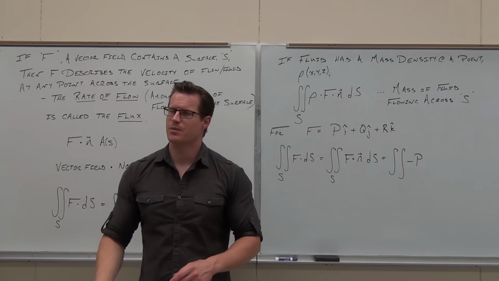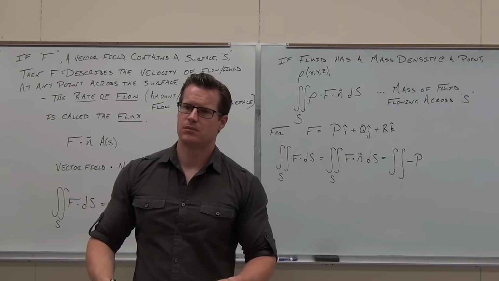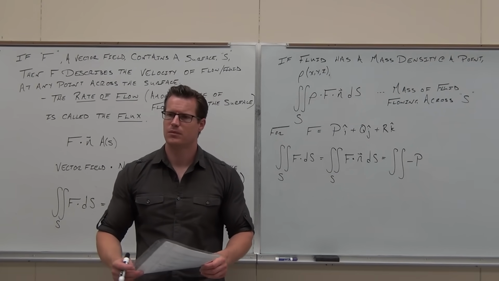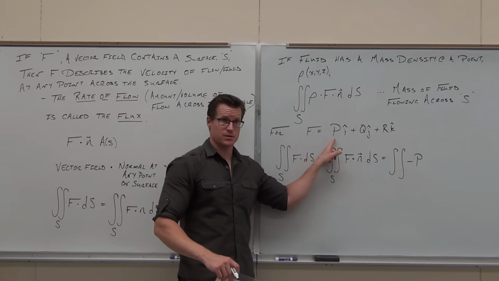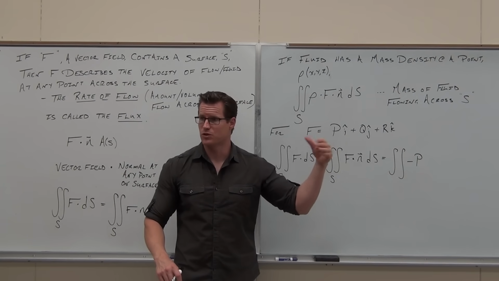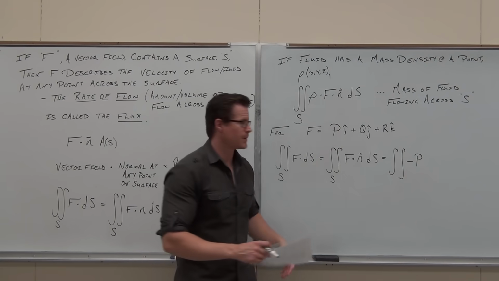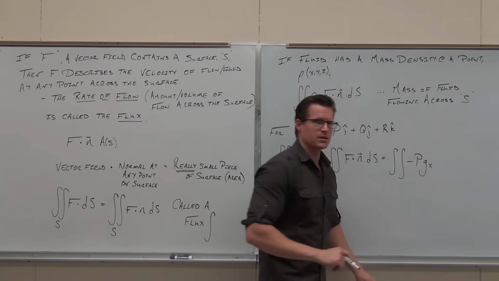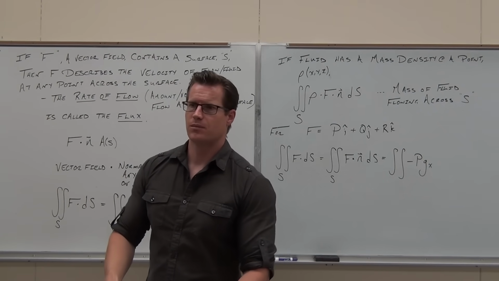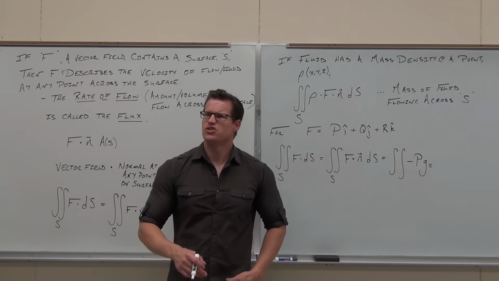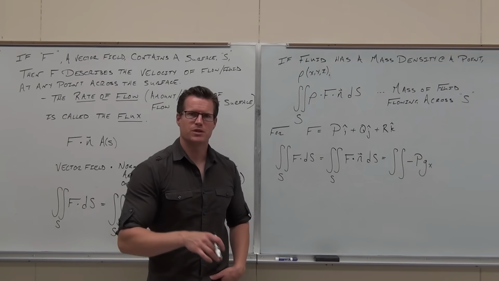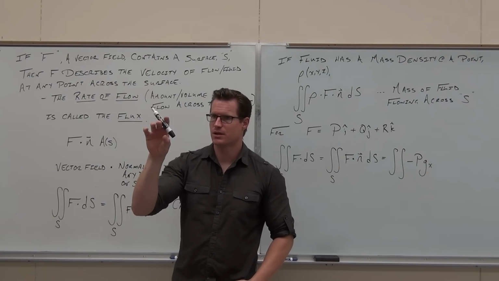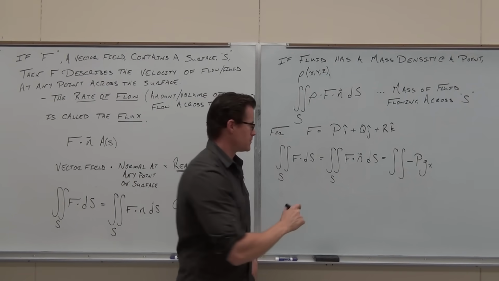Negative P. Where's the P coming from? Not the mass density function, the P, not the rho. Where's the P coming from? That's what the P is. It's just the x component of the vector field. They put a negative in front of it. Does that make sense? What's that mean? Partial derivative of g. Where's g? This would be for a surface that's defined as z equals a function of x and y.